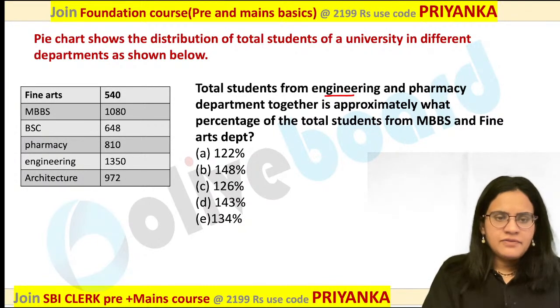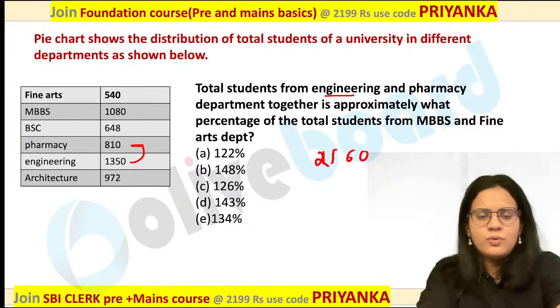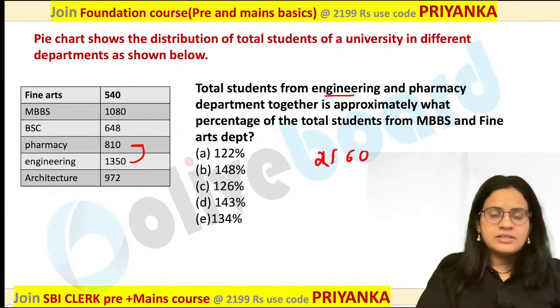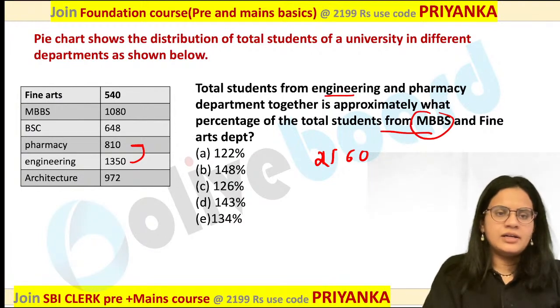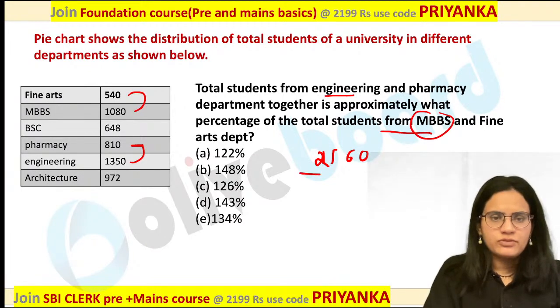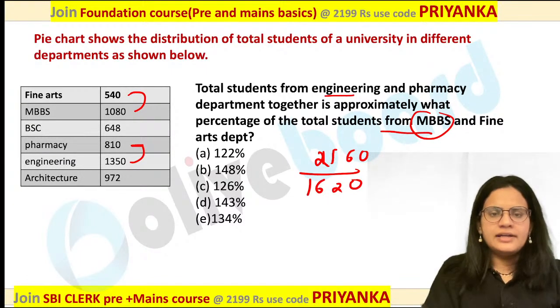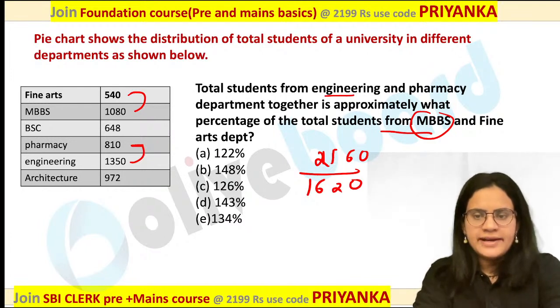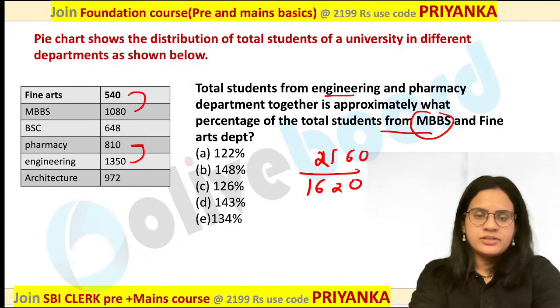Okay, so engineering and pharmacy, if you are taking the total over here, that is nothing but 13 plus 8, that is 21. So you are going to get 2160 over here. Are you getting it? Now this is approximately what percentage of total number of MBBS and fine art department over here? So you have to add both of these values. Now next step is very important over here. If you are calculating, this is 1620 over here. Now let us move on to the next part. How will you calculate the approximate value?